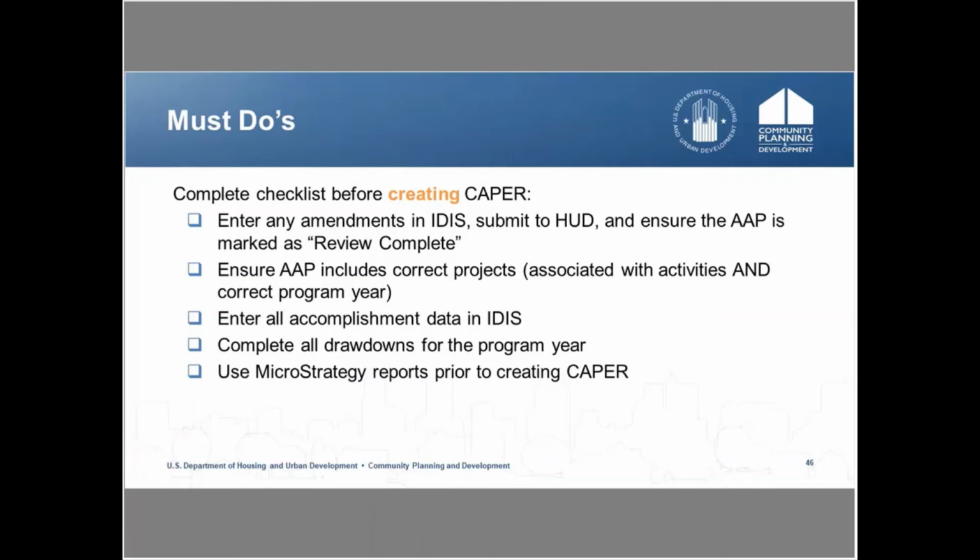Make sure you're completing all of your drawdowns for the program year before you create the template. And then, last, once you have all of that done, run some of those reports, run the comp plan goals report to get an idea of what it's going to look like beforehand. You can even run the PR03s, PR02s, just to get a sense of where your data is.